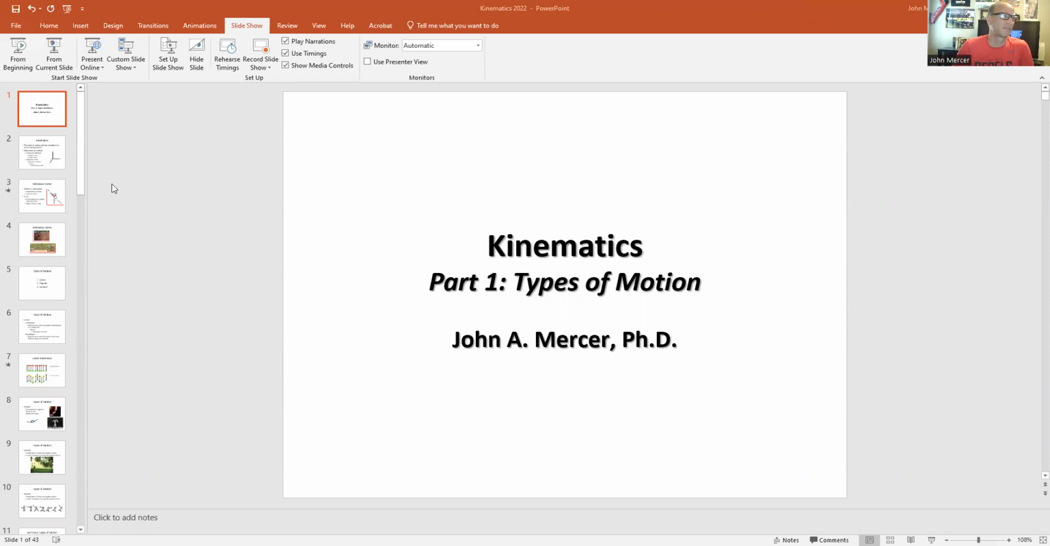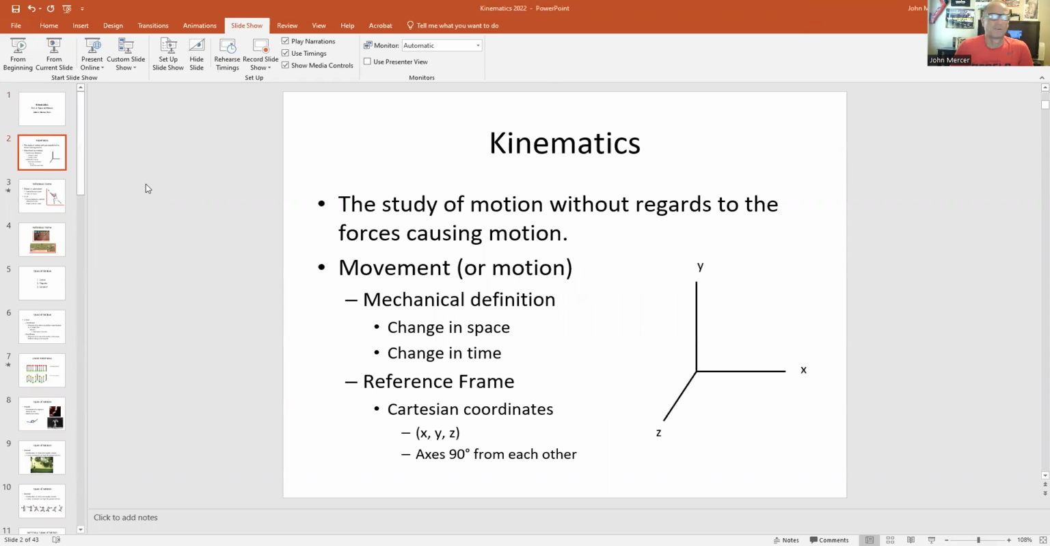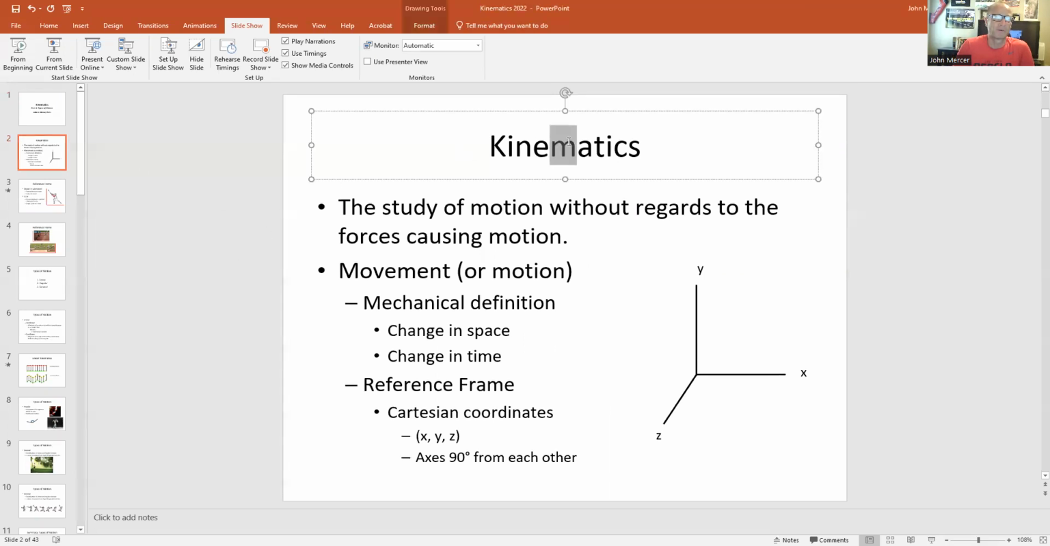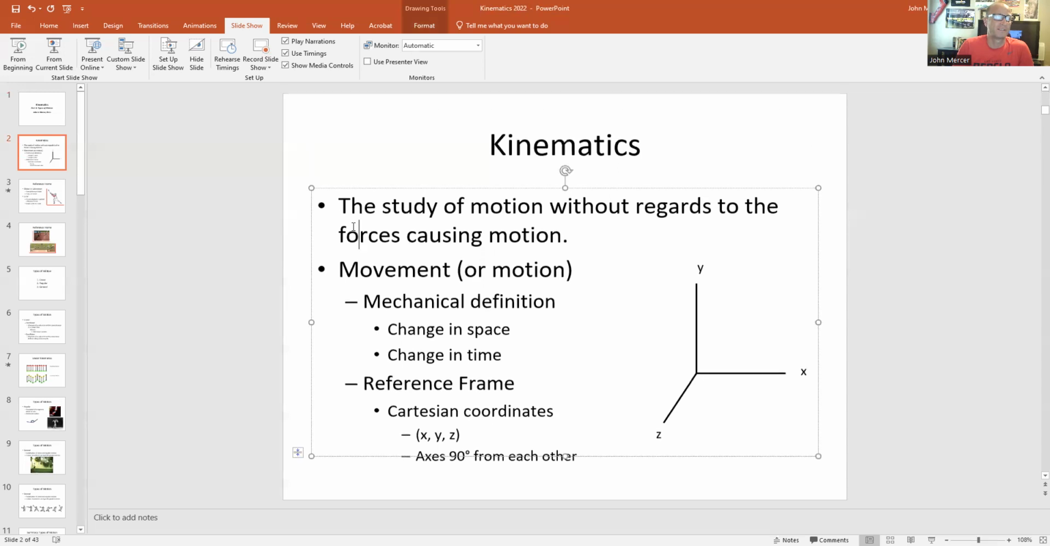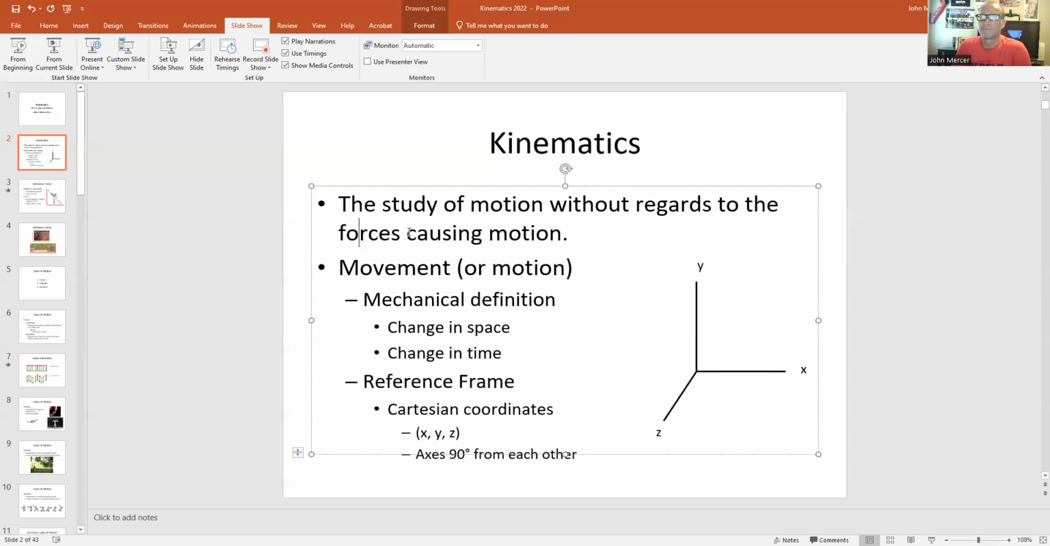All right, so let's start with a definition. I already said it, but here it is: the study of motion without regards to the forces causing motion. So kinematics has the M in it. If you want to remember, an easy way to remember this is the study of motion, M for motion. And the first thing we need to do is really define what we mean by motion, or we also use the term movement.